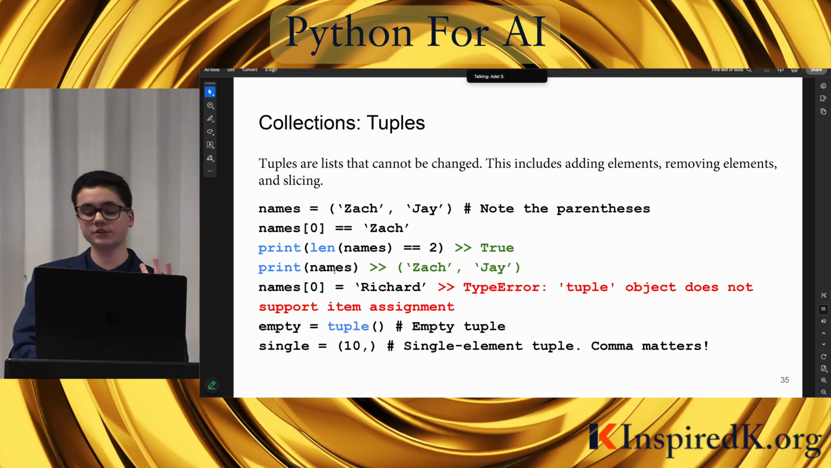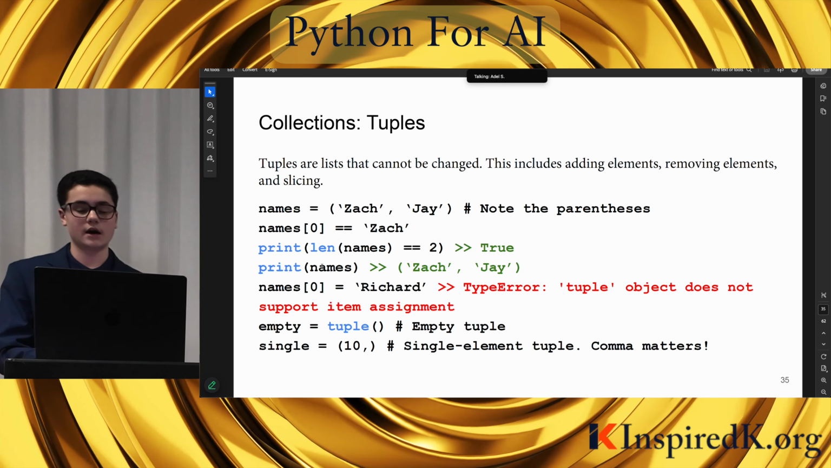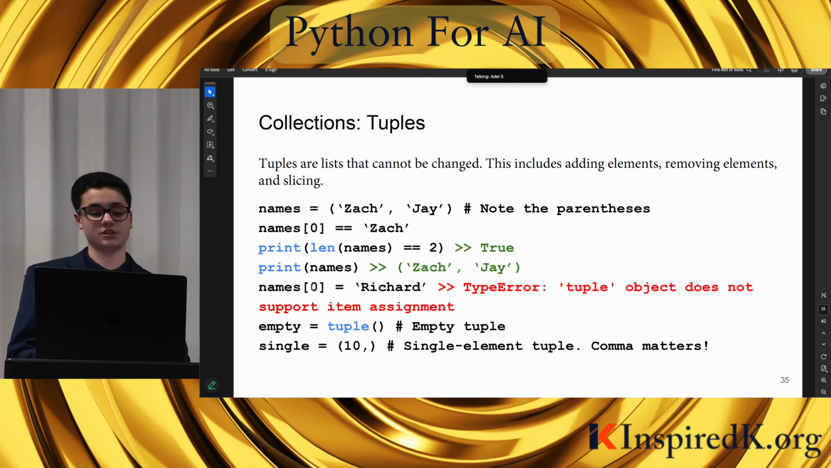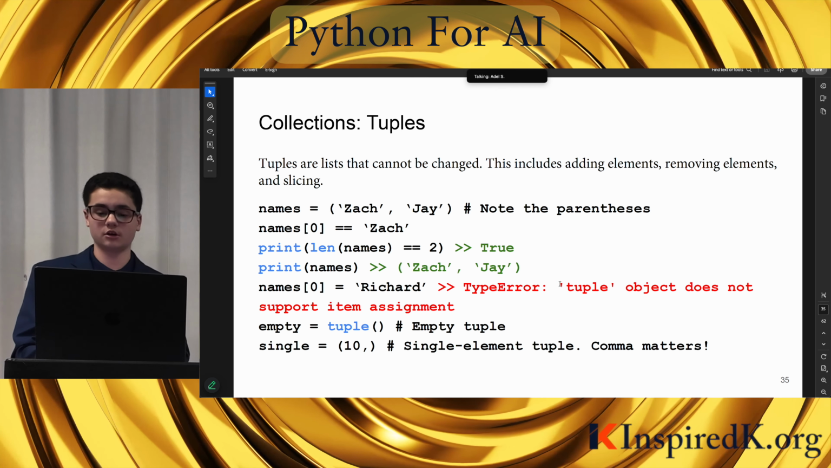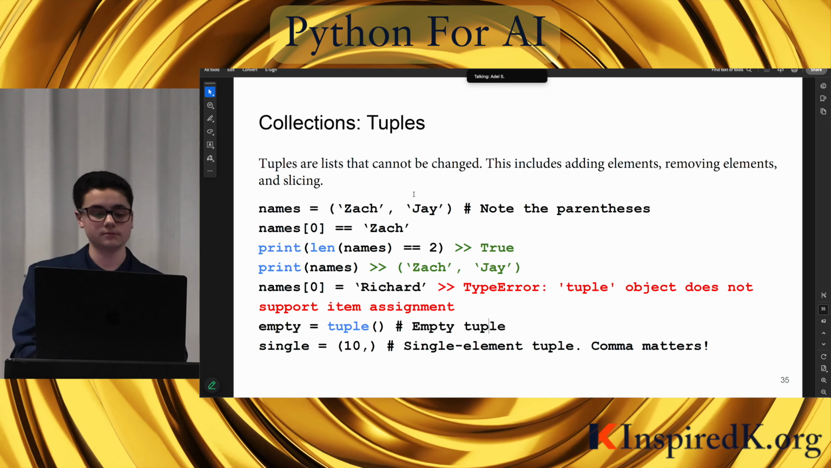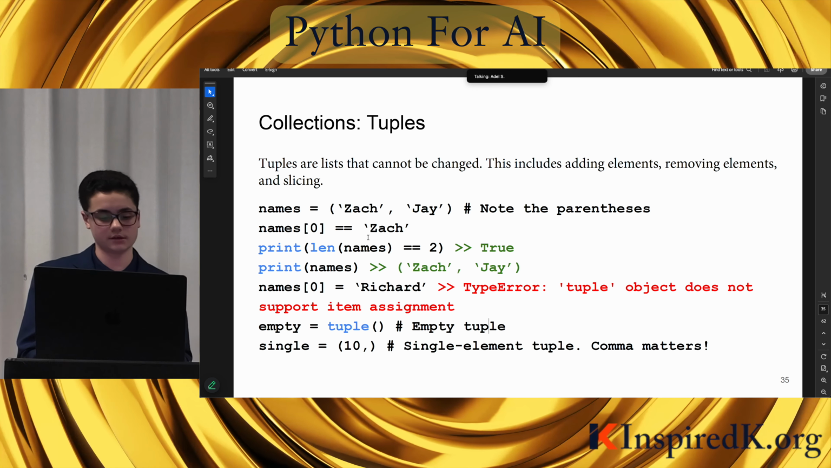Additionally, we can still print our list of names, as that is not changing the list. However, if we attempt to change our tuple by changing the item at index 0, Zach, to the name Richard, we will receive a type error that states tuple object does not support item assignment. This means that we cannot change our tuple after it is defined.